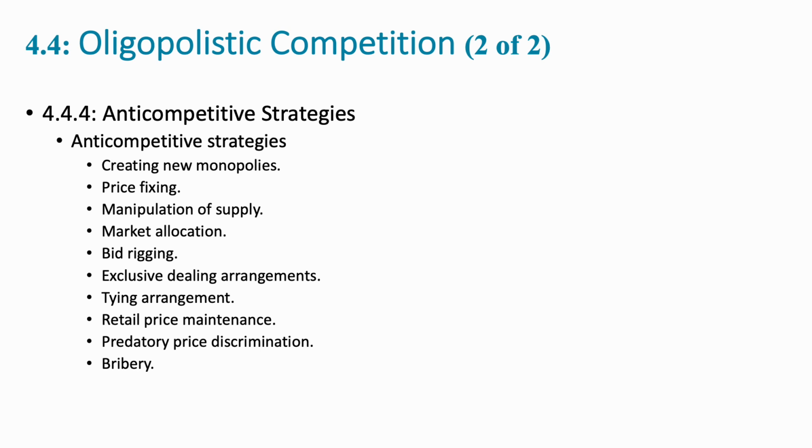Market allocations, where companies in an oligopoly divide up the market themselves. I'll take this, you take this, they take that, and they divide the market up in a way that serves them, not necessarily serving the customer. Then there's bid rigging, where they agree in advance who's going to submit a bid and who is going to win, and everything is just sort of pro forma.